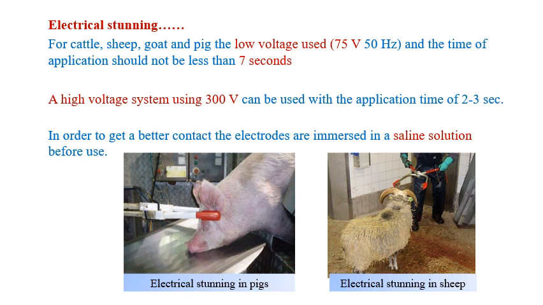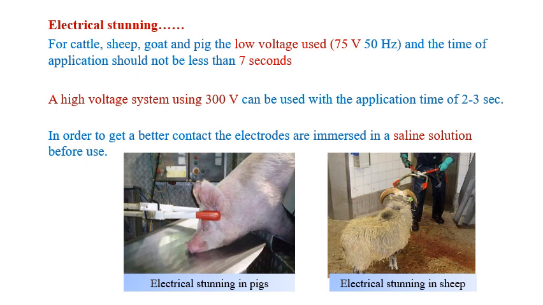In order to get a better contact, the electrodes are immersed in a saline solution before use. So this is for better conductivity. The electrodes are dipped in saline solution and then it is applied. Because of the presence of thick hair, there is poor conductivity of electricity. So this saline water improves the conductivity and makes stunning more efficient.